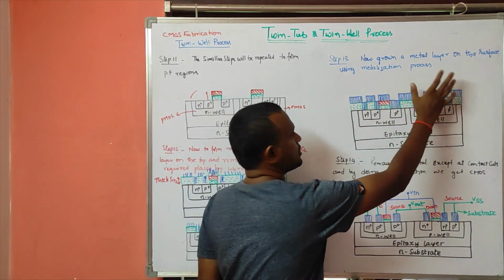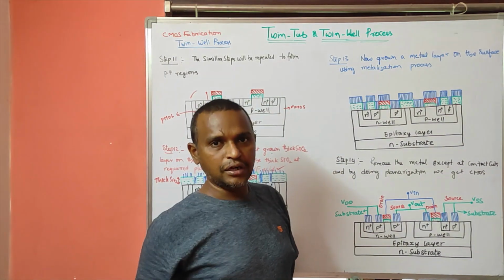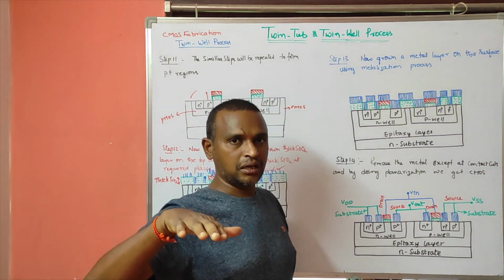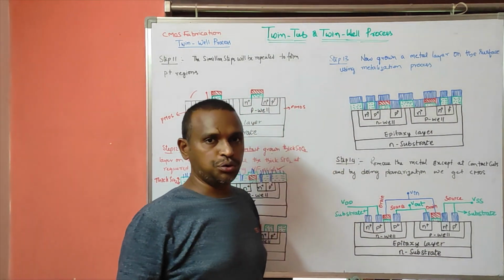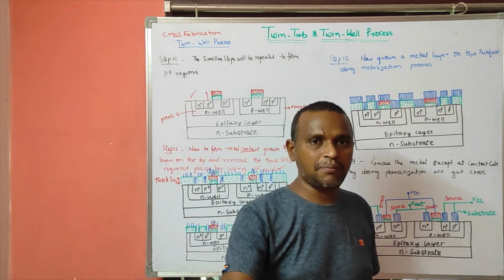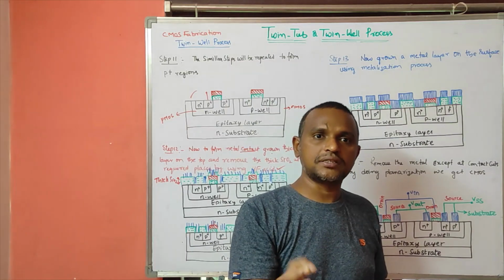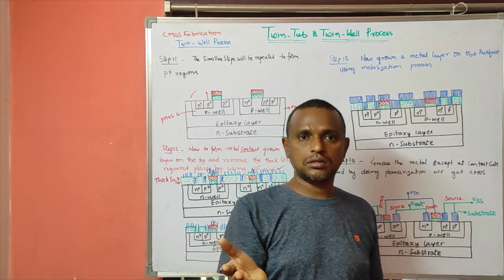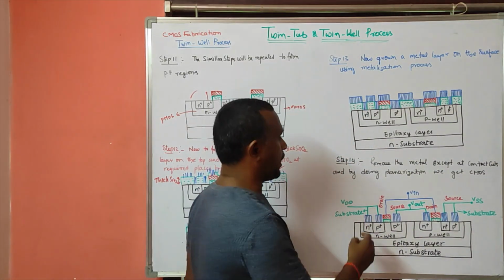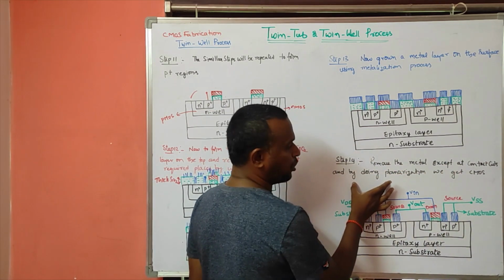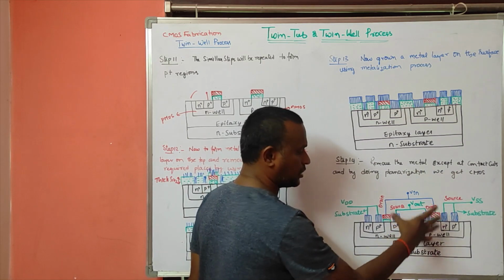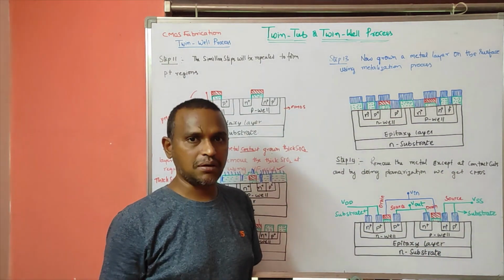So I am growing this metal layer on the surface completely. Okay, so after that, what we have to do is, wherever you require the metal, keep that as it is and remove the other metal layer. So that's what I have to do: remove the metal except at the contact cuts, and by doing the planarization we will get the actual structure of CMOS.